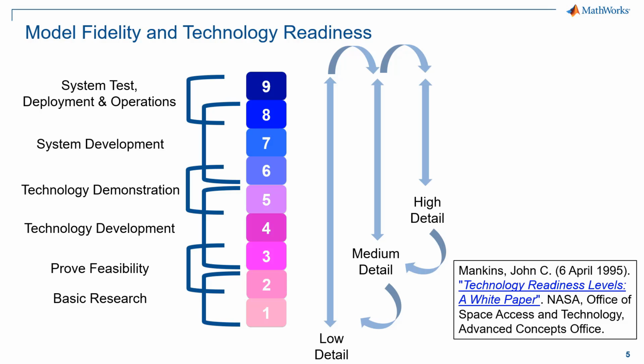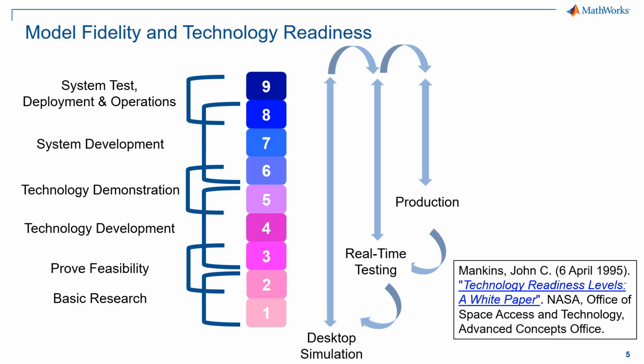Notice that all fidelity levels can track up to TRL 9. The reason for this is as your technology matures, you can develop models with different levels of detail that not only support implementation of your technology, but can also be used for coaching technicians, as an operator training simulator, or as a digital twin. Each of these applications requires different levels of model detail.